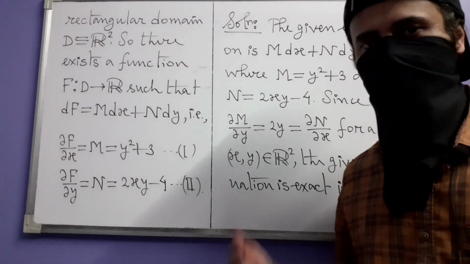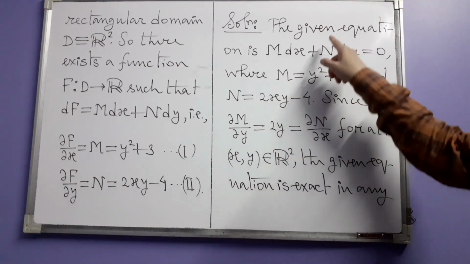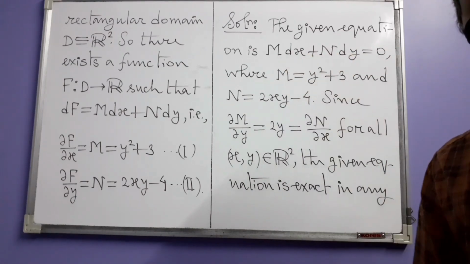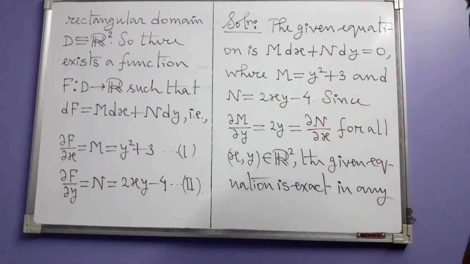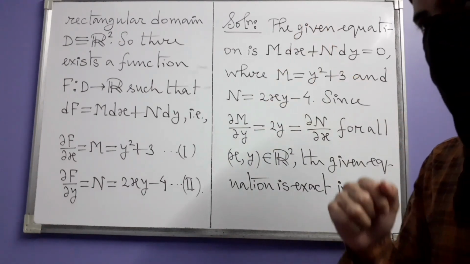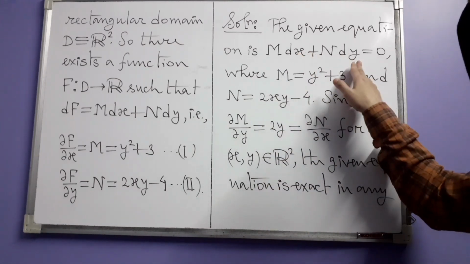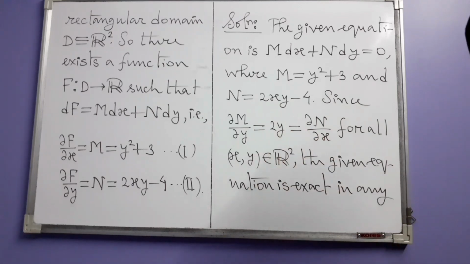This is how you can write the solution, and you can use this language. The given equation is this: M dx plus N dy equal to 0, where M is y squared plus 3 and N is 2xy minus 4. Or instead of this line, you can also write: comparing the given equation with this equation, we get M equal to this and N equal to this. That also you can do.